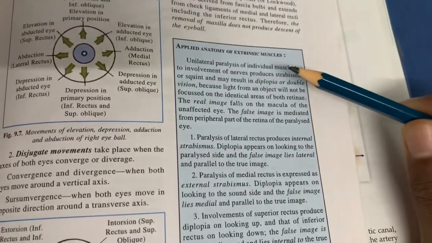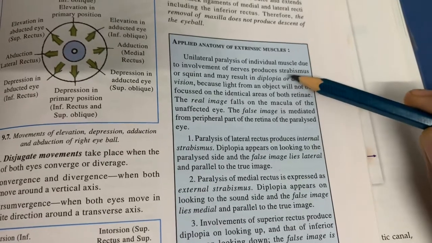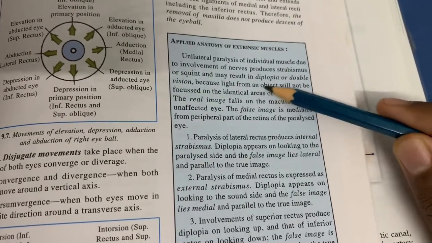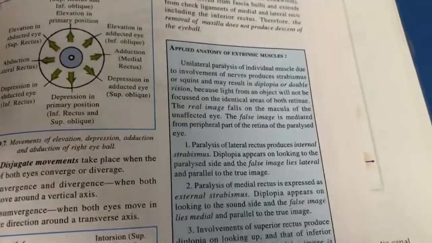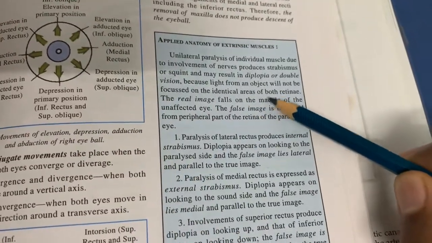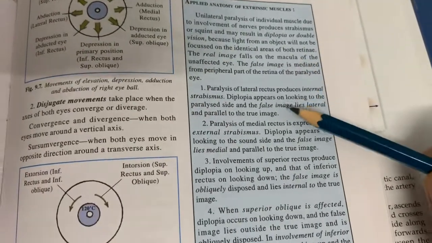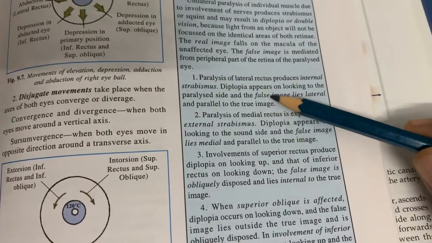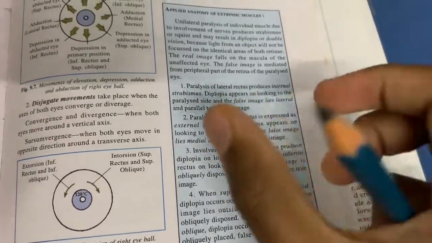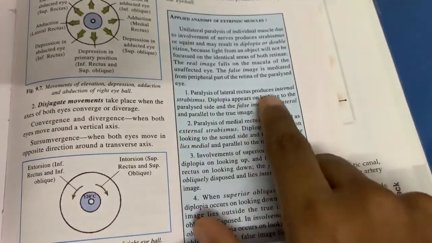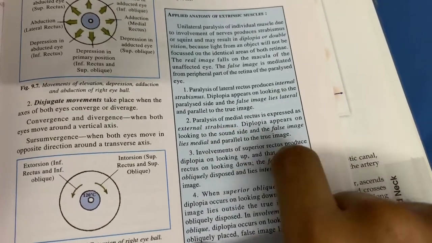Now coming to the applied anatomy, unilateral paralysis of the individual muscles due to involvement of nerves produces strabismus or squint and may result in diplopia or double vision, because light will not be focused on identical areas of the retinae of both eyes. Paralysis of lateral rectus causes the eye to turn internally, so it produces internal strabismus. Paralysis of medial rectus is expressed as external strabismus.